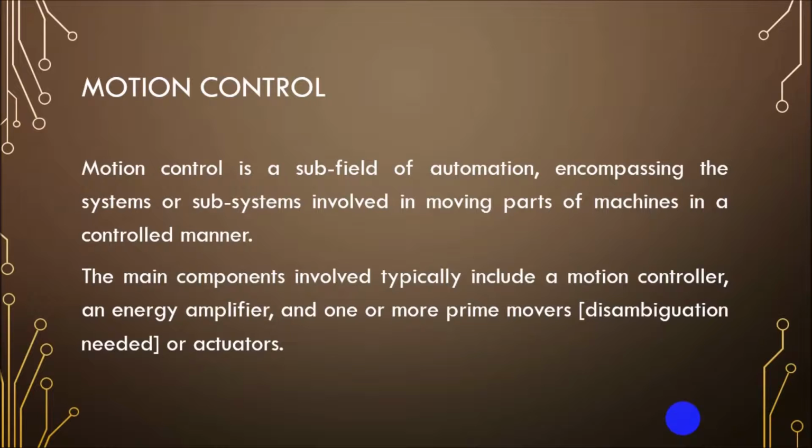degrees of precision. Many motion control applications require only that an object be moved from one place to another with limited concern for acceleration, deceleration, or speed of motion. On the opposite extreme are machine tool applications, which require the precise coordination of all aspects of motion, including a high degree of coordination for multiple simultaneous movements. The main components involved typically include a motion controller, an energy amplifier, and one or more prime movers, or actuators.